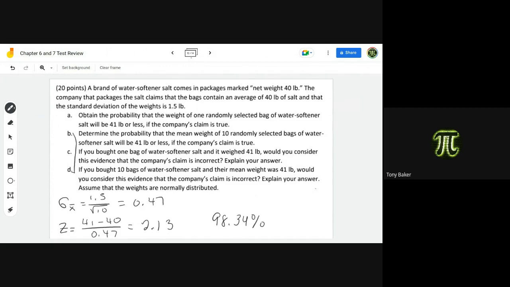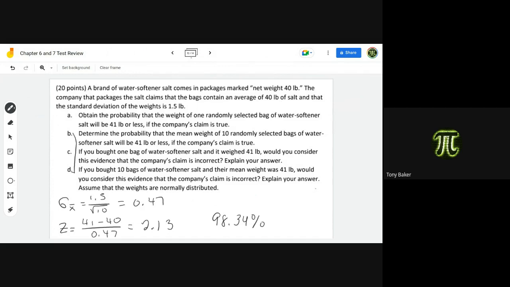So for B, you're saying the company's claim is somewhat true, or is it not entirely true? I'm confused. The answer to B is 98.34%. The answer to D is it's not false, we're using 3 standard deviations as our benchmark right now. So if it's outside of 3 standard deviations away, the claim is false. But the z-score was 2.13. Is that within 3 standard deviations? Yes, so the claim is true still. We're not saying the claim is incorrect.